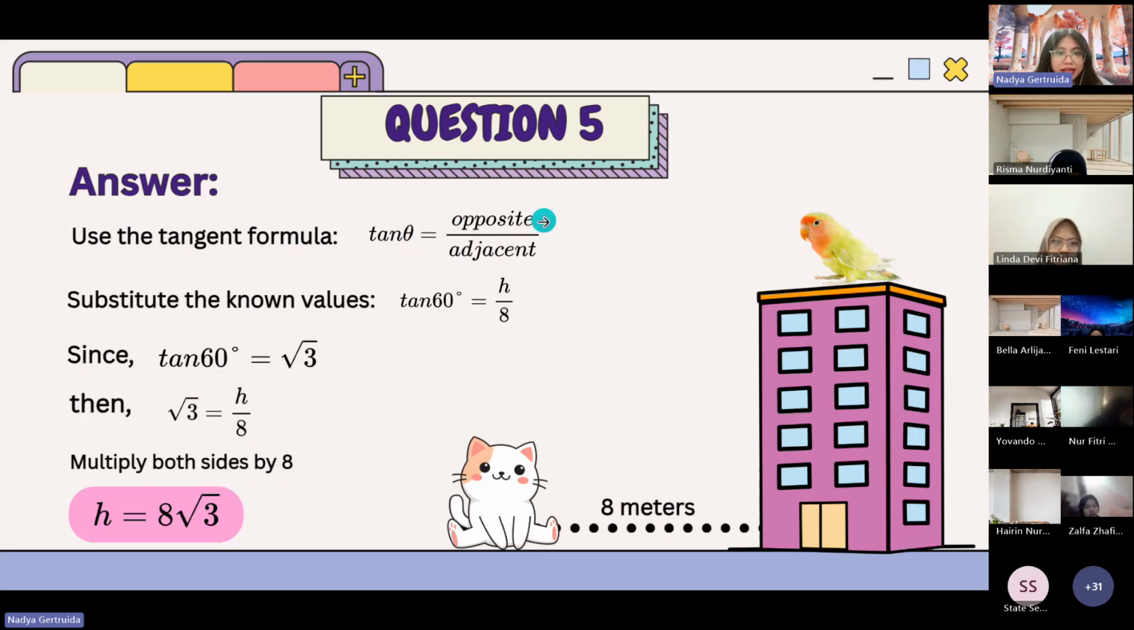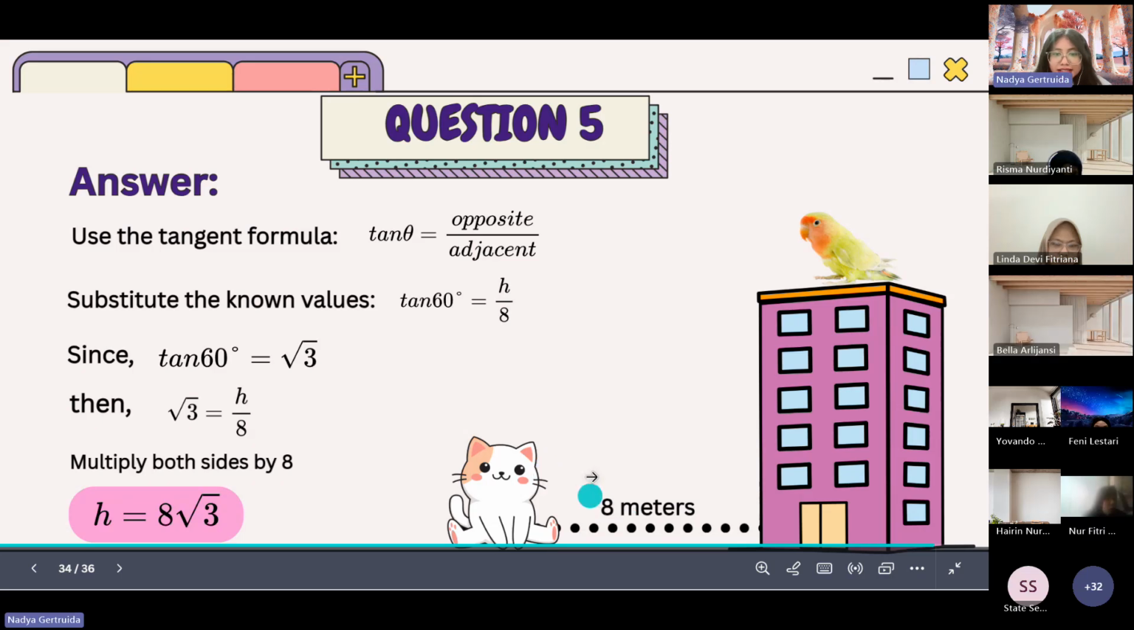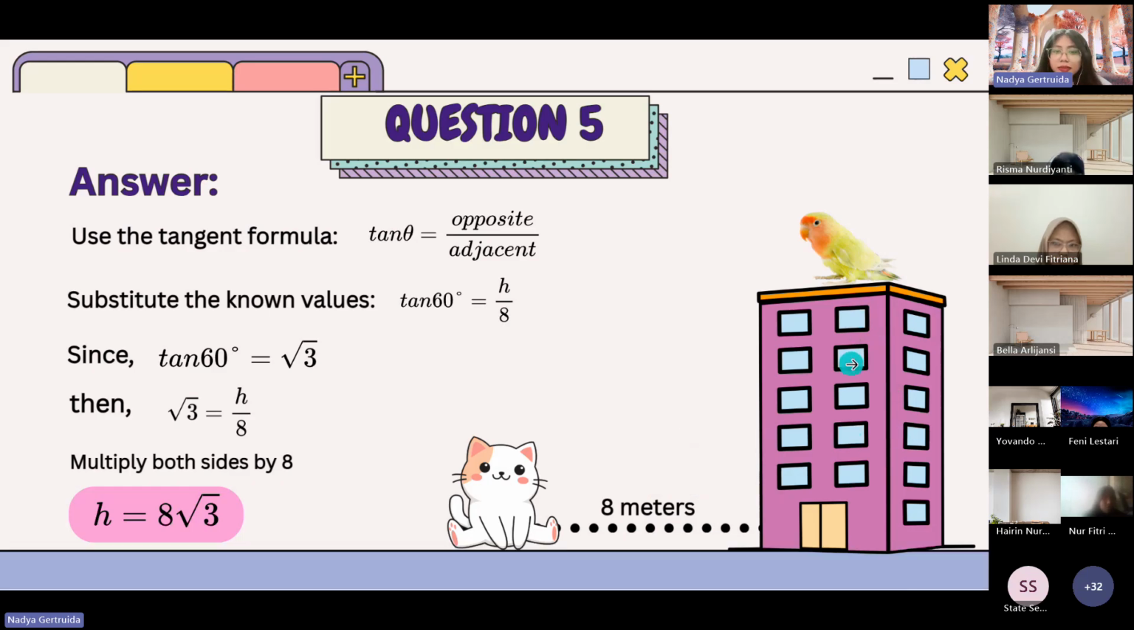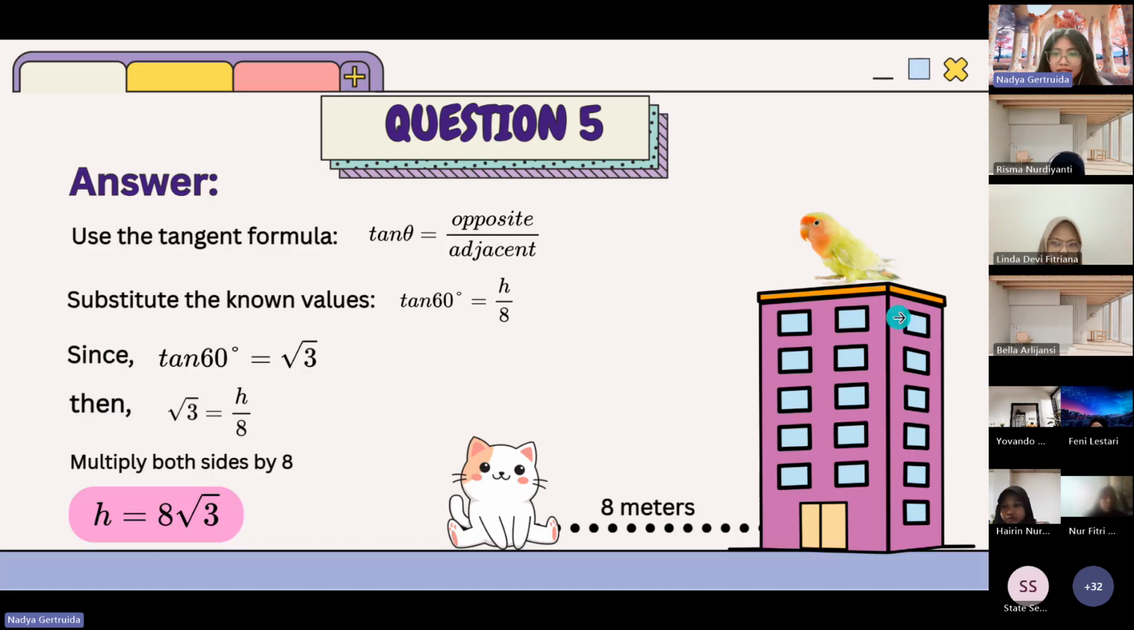Tangent theta is equal to opposite over adjacent. So we can substitute the known values: tangent 60 degrees is equal to h over 8. This is the adjacent: the theta, the angle, is here, 60 degrees, and this is the adjacent, 8 meters, and the opposite I symbolize by h.